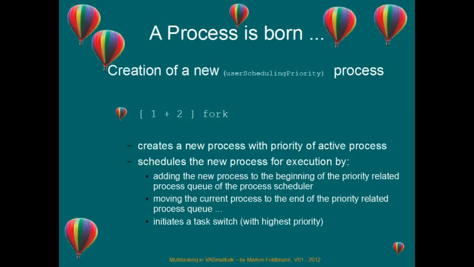The process scheduler holds a process queue for each process priority. Therefore, fork does the following thing. It adds the new process to the beginning of the priority-related process queue, and it moves the current process, which evaluates this fork, to the end of the priority-related process queue, which is the same queue. And then the process scheduler initiates a task switch. And therefore, this new process, with the same priority as the active process, has a very good chance to start after execution of fork.